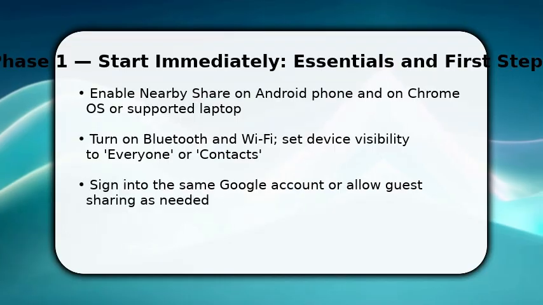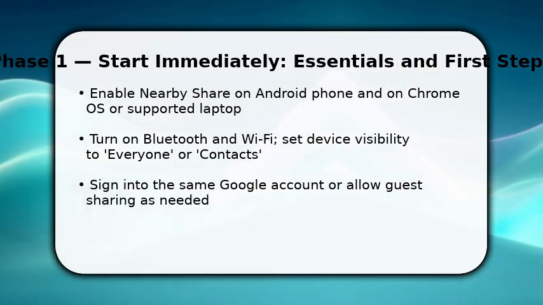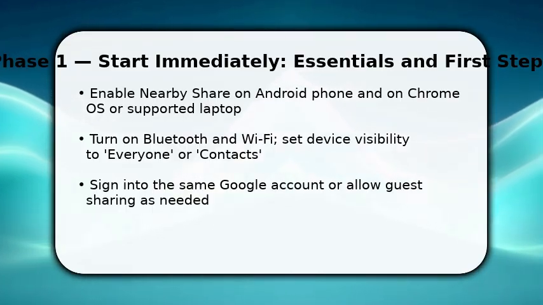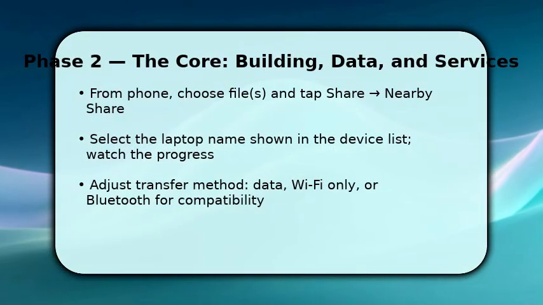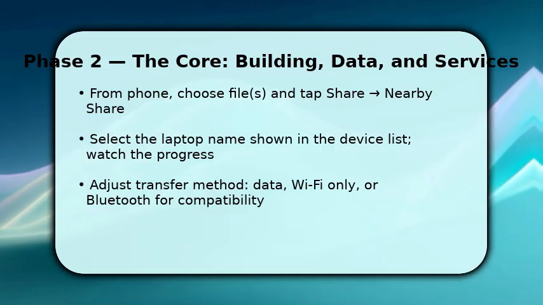Once done, pick the file on your phone, photo, PDF, or folder, and tap Share. Choose Nearby Share from the share sheet, so the phone starts scanning for nearby receivers. Once your laptop appears, select its name. You'll see a connection prompt on the receiving machine. On the laptop, accept the incoming request.